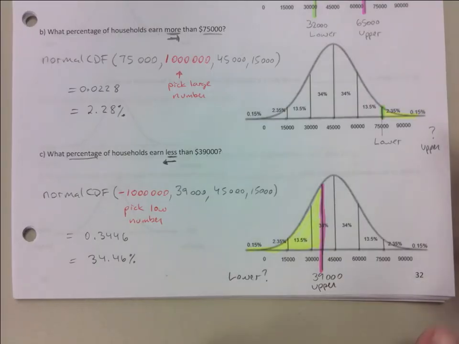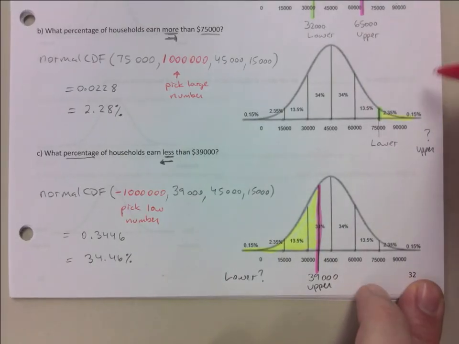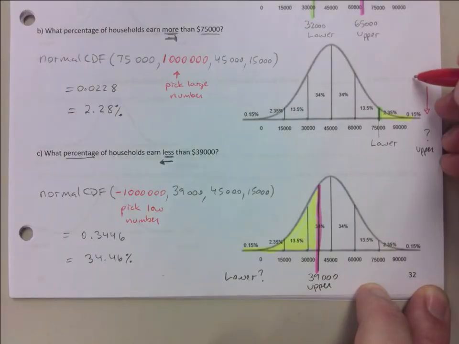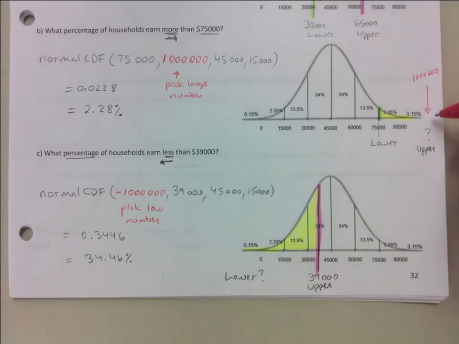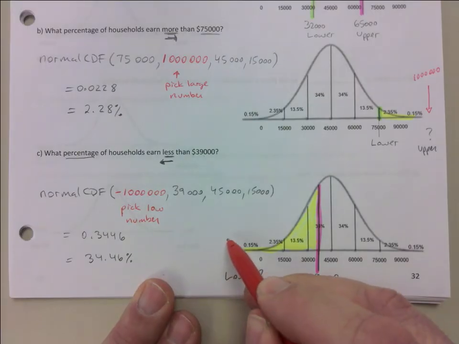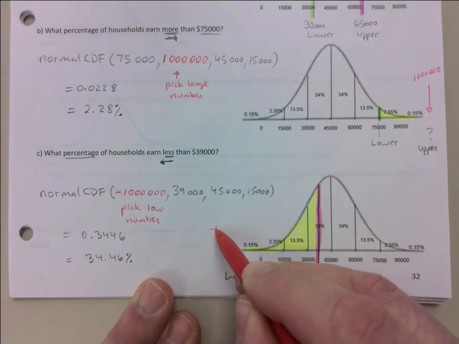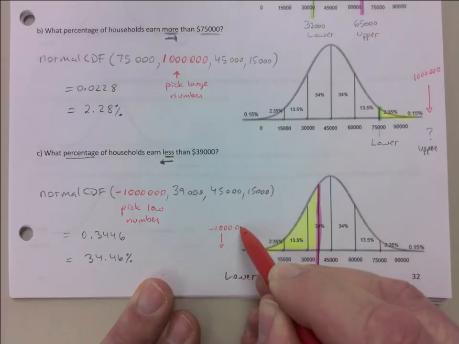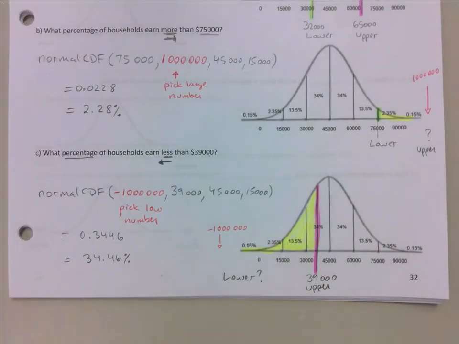I'm just going to say 1,000,000 here. Like, I'm just going to say somewhere along the x-axis it's 1,000,000. Somewhere over here it's negative 1,000,000, right? You got to imagine that this goes to infinity on both ends. It's a hard concept to grasp, right?